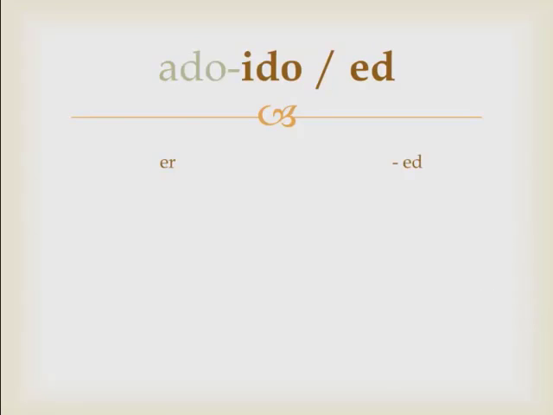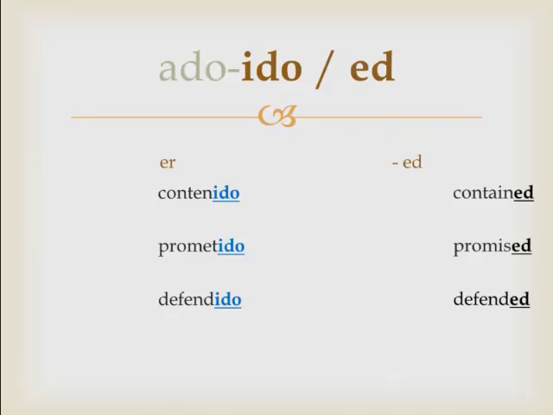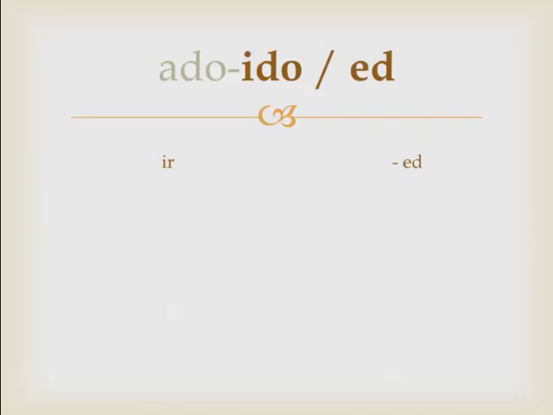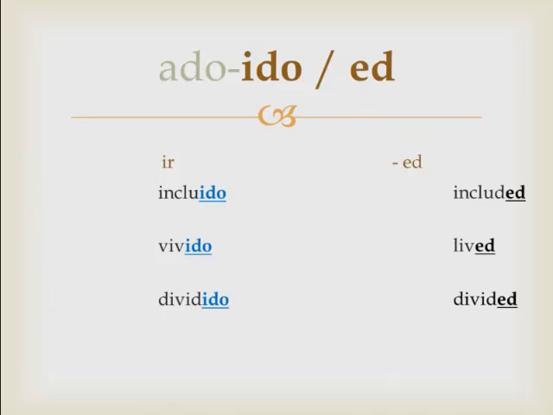For ER verbs, instead of ADO ending, it's going to be IDO. So contener goes to contenido, which is the IDO or ED form of the verb. Prometer, prometido. Defender, defendido. In English, then, is contained, promised, defended. IR verbs are also going to be IDO ending. Incluir goes to incluido. Vivir, vivido. Dividir, dividido. And in English, included, lived, divided.